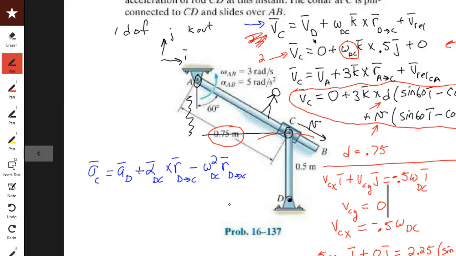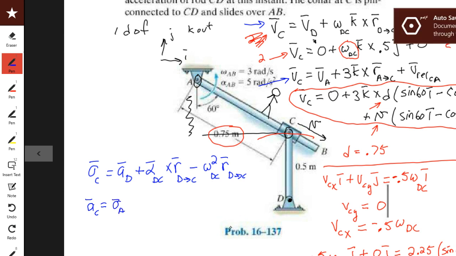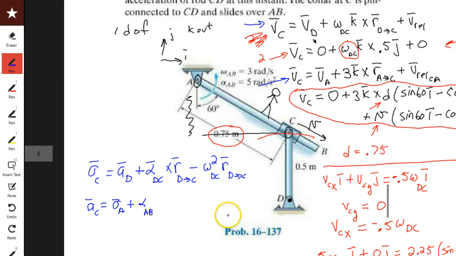The next one I'm going to mimic is this one right here. So the acceleration of C is equal to the acceleration of A plus alpha of AB cross R. It's going to be the same R as it was before, so it's going to go from A to C, minus omega squared AB R A to C, plus 2 omega of AB cross VREL. Okay, so the VREL I have right over here.